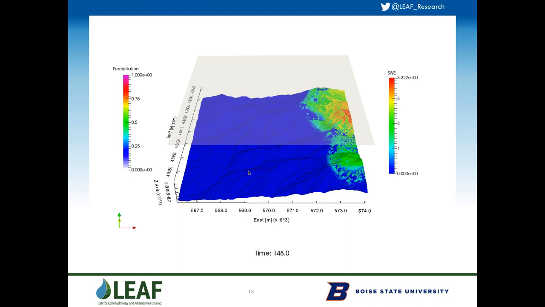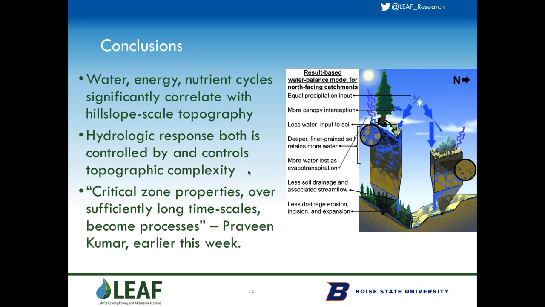So clearly we know that we can't run models like ParFlow at the global scale at 10 meter resolution within an Earth system model. But what we do know is that we have significant influence of hill slope scale topography on local water, energy and nutrient cycles. So just to conclude here, we think that we've at least demonstrated that there are significant correlations between that hill slope scale topography, for which we have really outstanding global data sets, and local water, energy and nutrient cycles, and that hydrologic response is both controlled by and exerts control on topographic complexity.